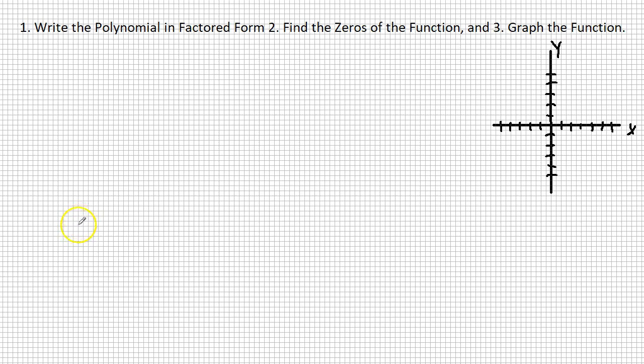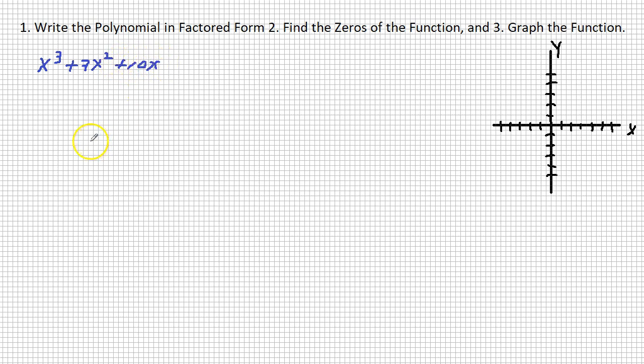All right, in this video we are going to write a polynomial function in factored form, and we will then find the zeros of the function and graph the function. Okay, so let's start with our polynomial function. So we're going to have x cubed plus 7x squared and plus 10x.